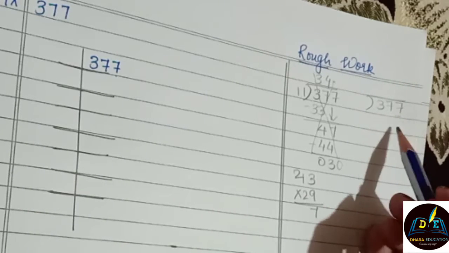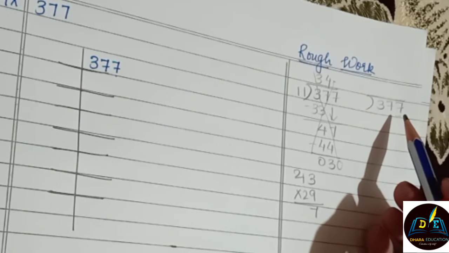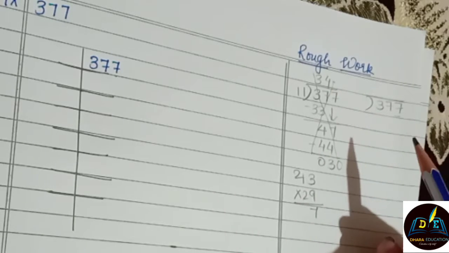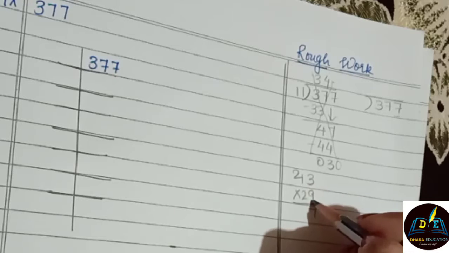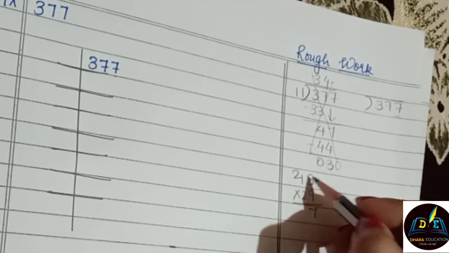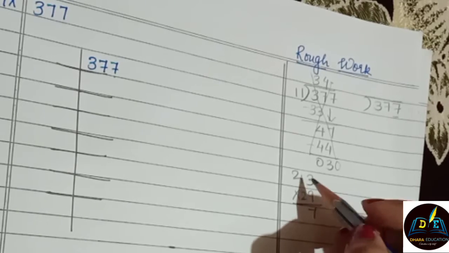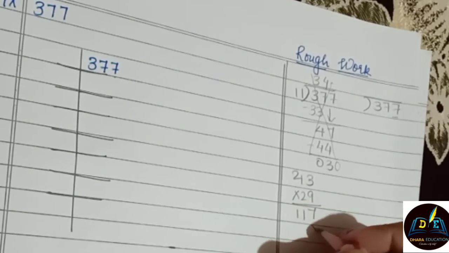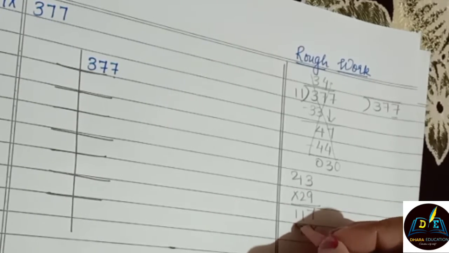You have to keep this in mind. The unit place is what? 7. So the tables which give 7 in the unit place, those tables we need to keep in mind. So that's why I have written your 9 and 3 so that I can put your 7. Okay, 27. So 9 1s are 9 plus 2 gives you 11.